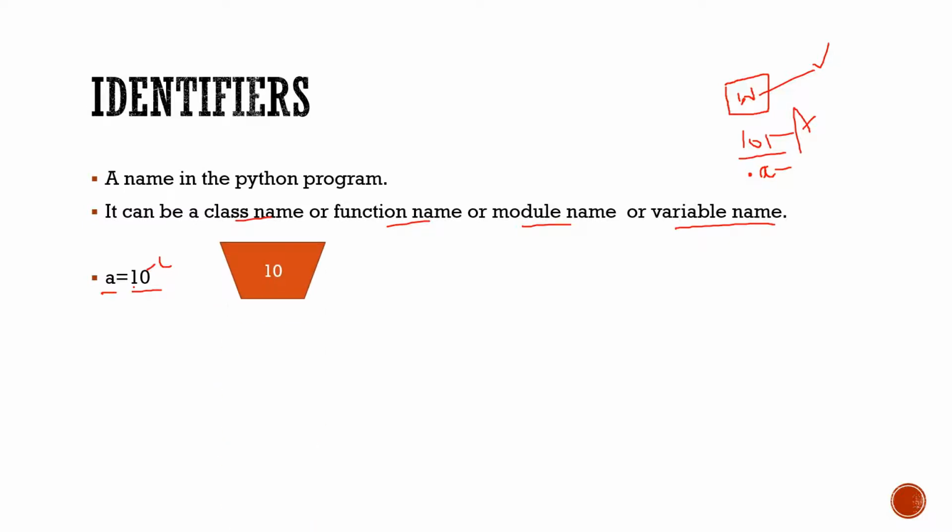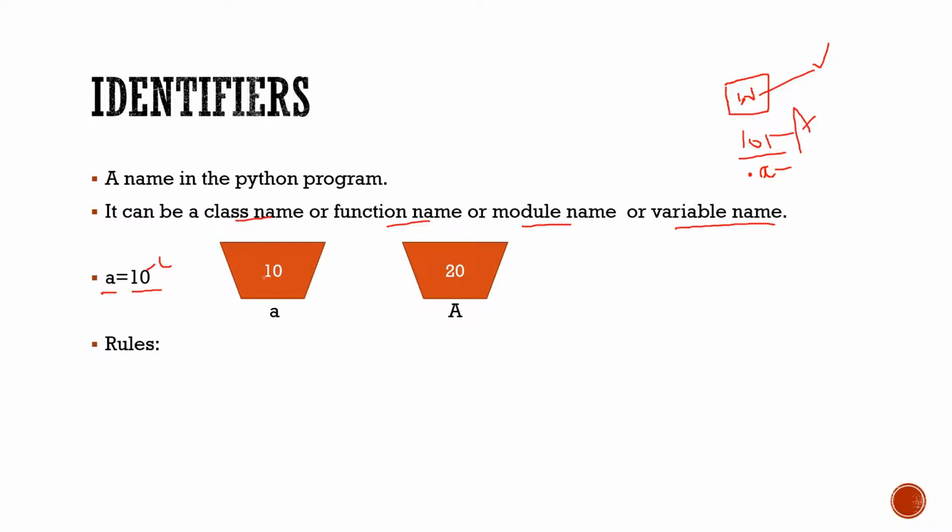Now you can see over here the same example. In memory I'm having the value 10, and next in memory I'm having the value 20, but at the same time I'm giving both of them the name A. Both of them are identifier A. Now let's see what happens.